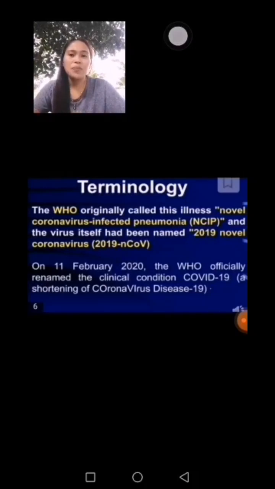So what is terminology? Terminology is the body of terms used with a particular technical application in a subject of study, profession, etc. So the WHO, or World Health Organization, originally called this illness novel coronavirus infected pneumonia or NCIP, and the virus itself had been named 2019 novel coronavirus or 2019-nCoV. On February 11, 2020, the WHO officially renamed the clinical condition COVID-19, a shortening of coronavirus disease 19.